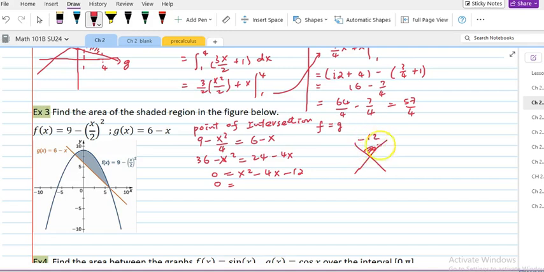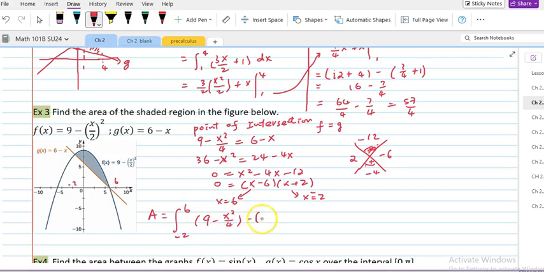Multiply to negative 12, add to be negative 4, so it'll be 2 and 6, right? So it'll be x minus 6, x plus 2. And then I split them, it'll be x is equal to 6, x equal to negative 2, which makes sense. This point of intersection will be negative 2, from negative 2 to 6. So our area would be from negative 2 to 6. Always the top is 9 minus x squared over 4 minus 6 minus x, and then dx.